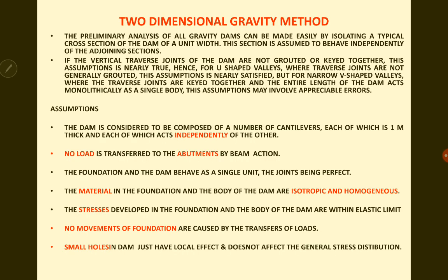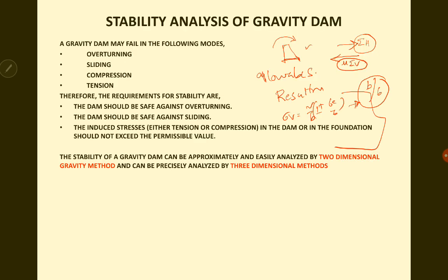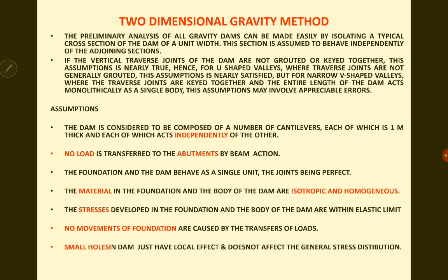Now, to analyze the dam stability, you have two methods, that is the two-dimensional gravity method as well as the three-dimensional method. Here we will be studying the two-dimensional method. In the two-dimensional method, you are dividing the whole structure of the dam into a number of individual units, or you can isolate a typical cross section of the dam of unit width, and then you study that isolated section independently.